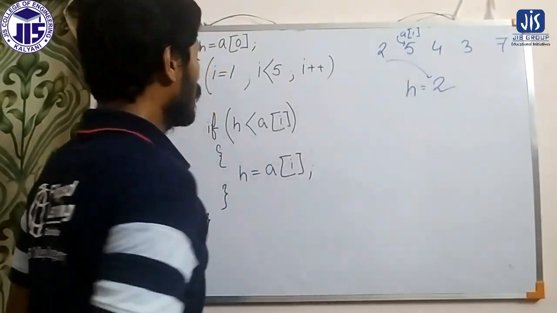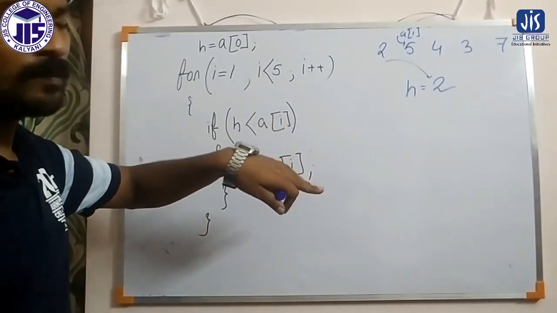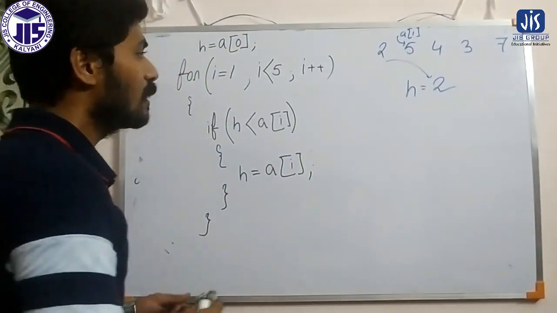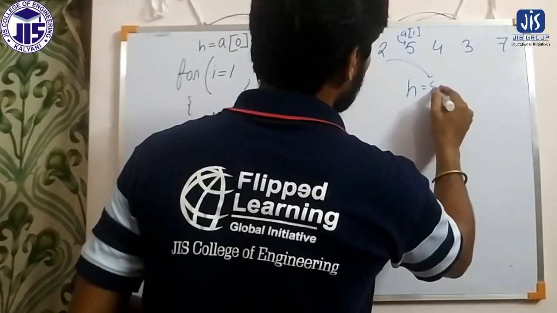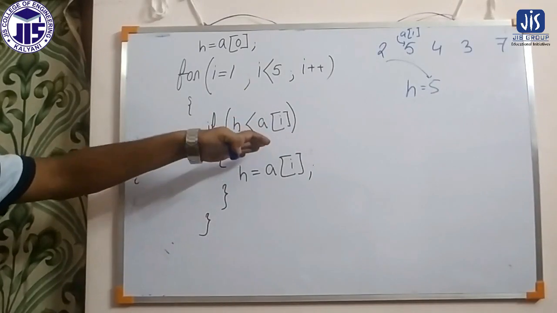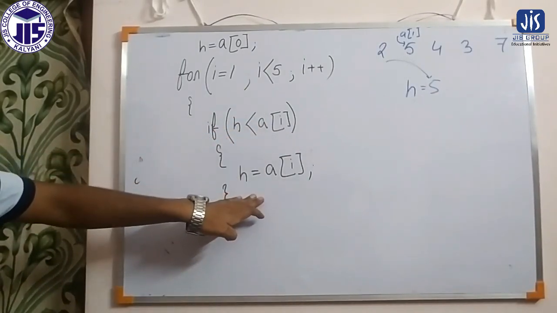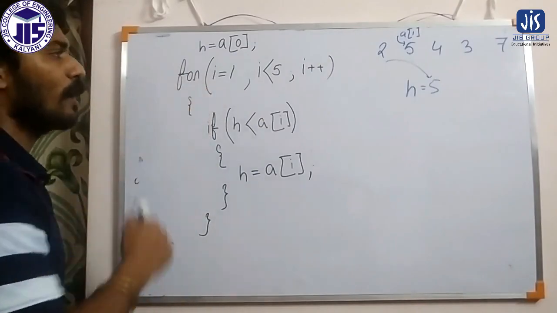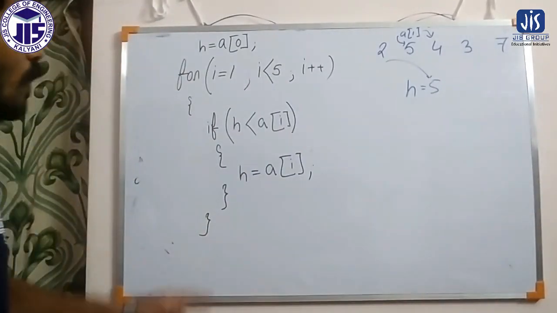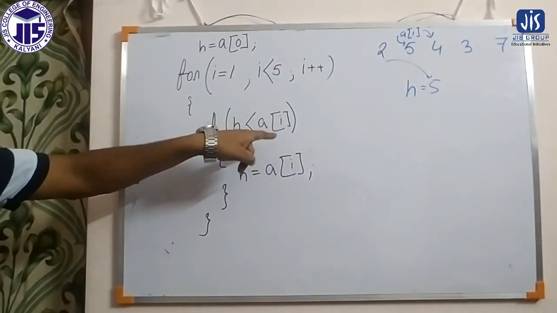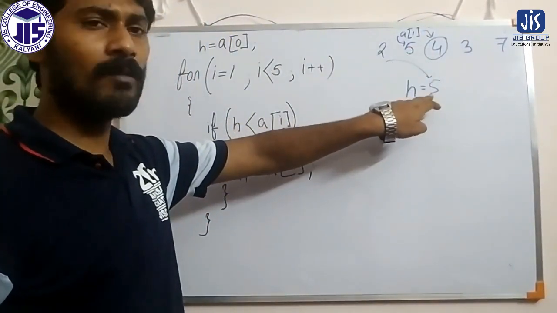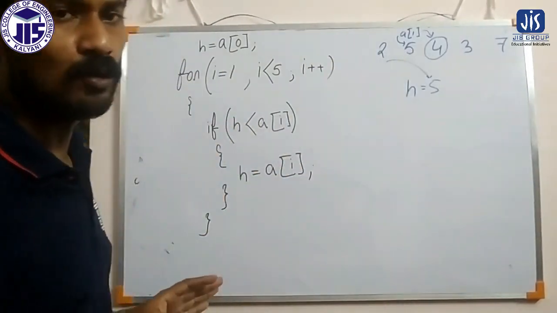Now what is the condition? If h is less than ai, then in h we will replace the value. As per this condition the value of h should be 5, because this condition is true: when h is 2, it is less than ai, which is 5. So we update the value 5 into h. Next the value of i will be 2, and the control comes here. We are comparing h and ai, which is currently 4. Between 5 and 4, 5 is the maximum and is already in h, so we need not replace the value of h.